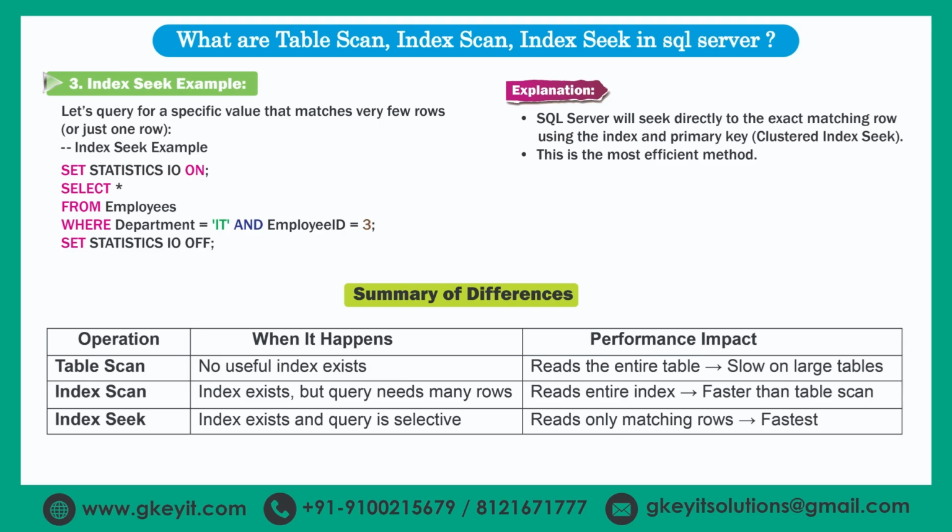Coming to the explanation for this index seek, SQL Server will seek directly to the exact matching row using the index and the primary key, a clustered index seek. This is the most efficient method. Why? Because we are selecting the data on department and employee ID 3, so we directly get to this particular record. Here we can call it an index seek. Let's see these things practically in SSMS.